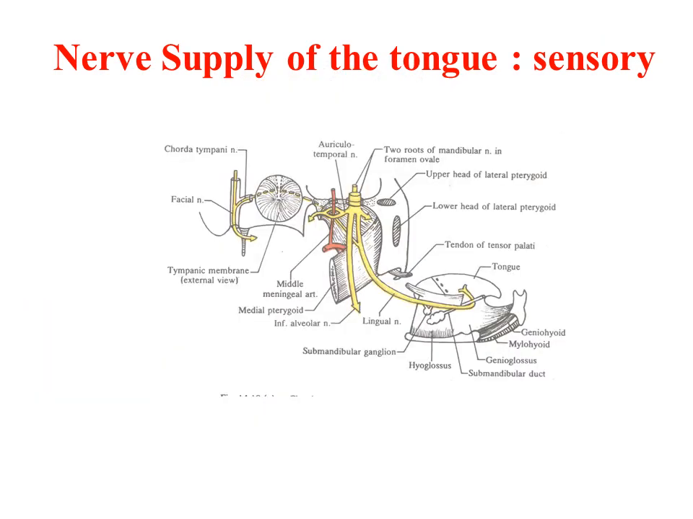Here is the nerve supply of the tongue again, sensory innervation. As you can see here, the interrupted nerve is passing through the tympanic membrane. This is the chorda tympani, joining the mandibular branch of the trigeminal nerve, the lingual nerve, and becoming one nerve that supplies the anterior 2/3 of the tongue.